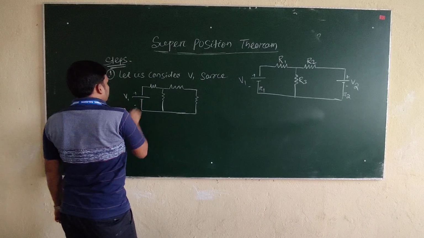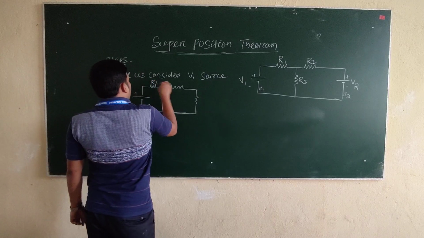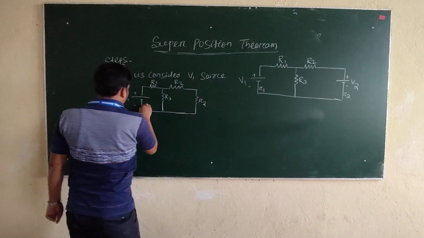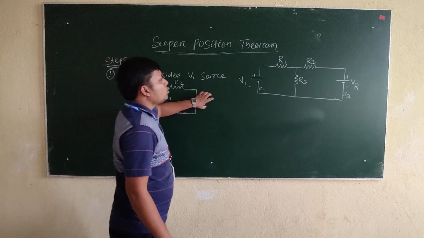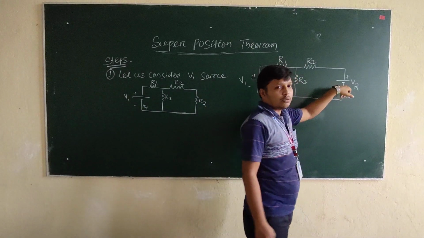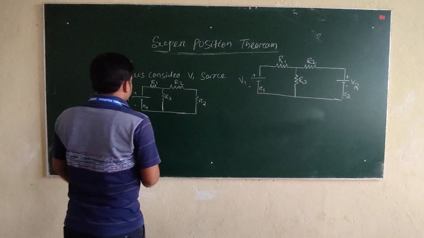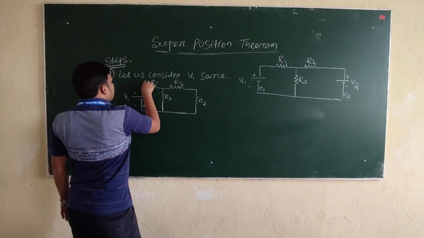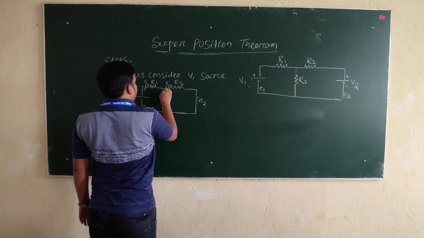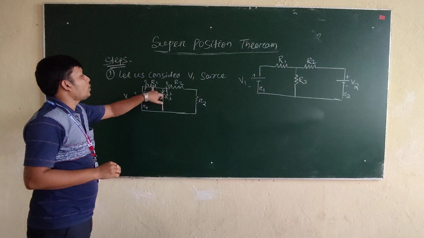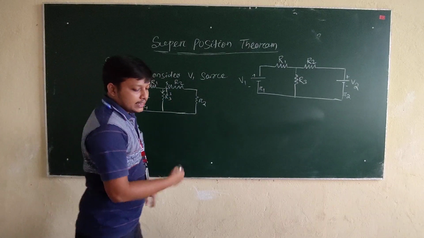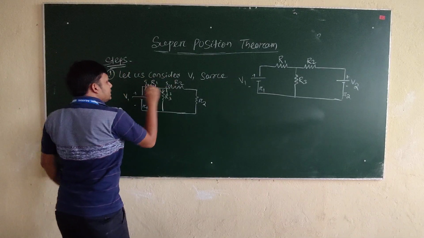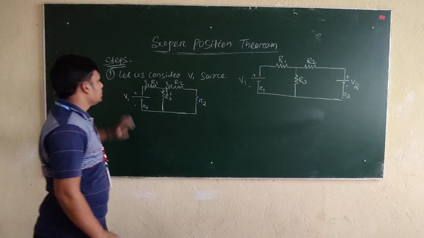V1, plus minus, R1, R2 and R3. Here small r2 and small r1. The r2 is the internal resistance of source V2. Here I1, I2 and I3 are the three currents flowing through the three corresponding resistances. First, we have to calculate I1, I2, I3 for the source V1.